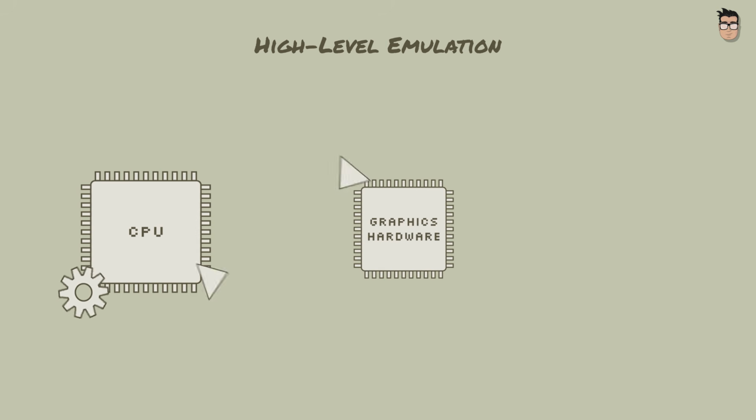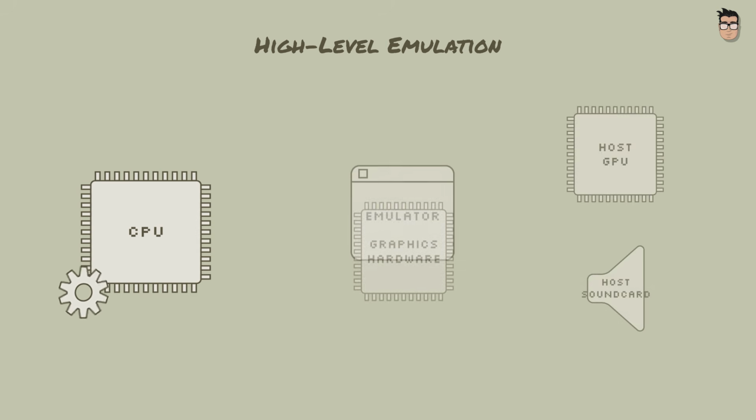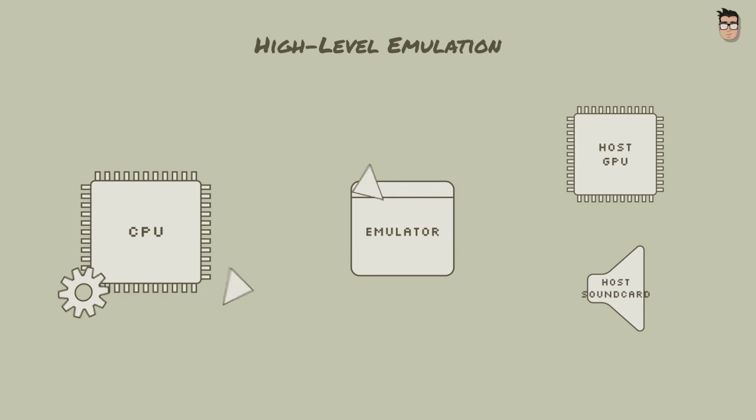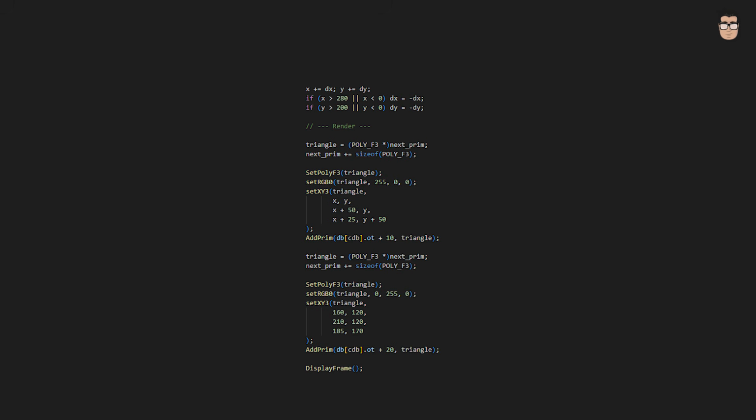Instead of recreating every hardware component down to the smallest detail, high-level emulation focuses on reproducing the results of the original system's operations, rather than the exact way they were carried out. Rather than simulating each instruction and every internal timing interaction, the emulator identifies higher-level functions, such as graphics commands or audio routines, and replaces them with equivalent functions on the host system. In other words, instead of mimicking the hardware step by step, the emulator translates its intentions.